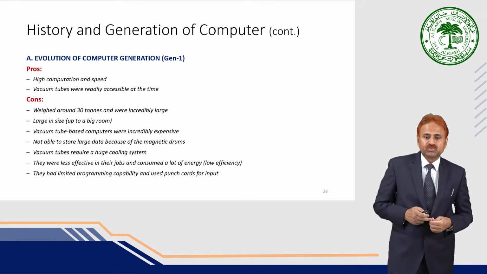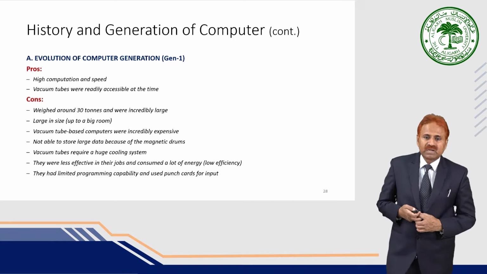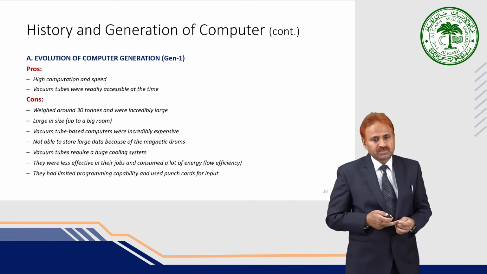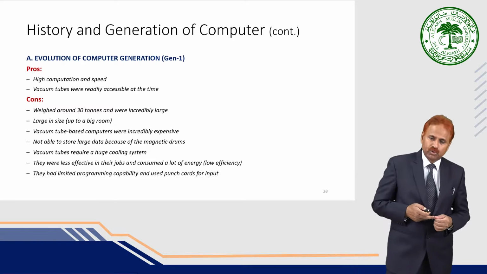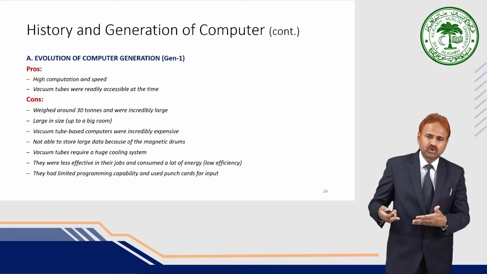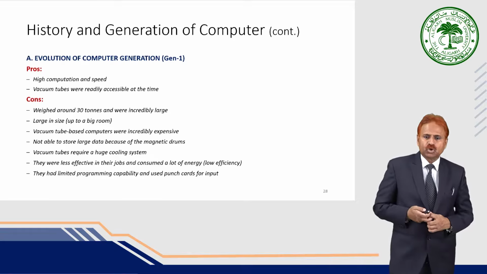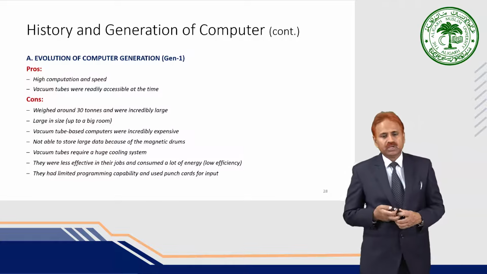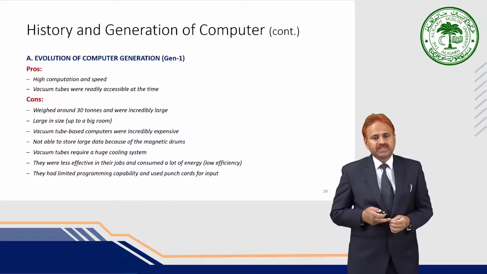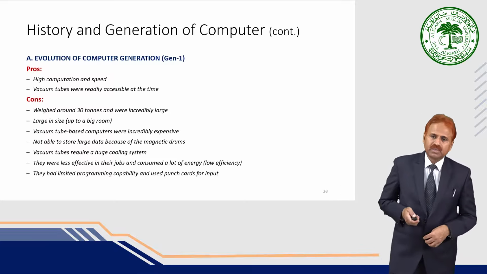Vacuum tube based computers were incredibly expensive at that time. They were not able to store large data because of the magnetic drums. Vacuum tubes require a huge cooling system, as I have already told you, requiring frequent cooling after operating for a few minutes. They were less effective in their jobs and consumed a lot of energy. Hence, they had low efficiency. They had limited programming capabilities and used punch cards for inputs.